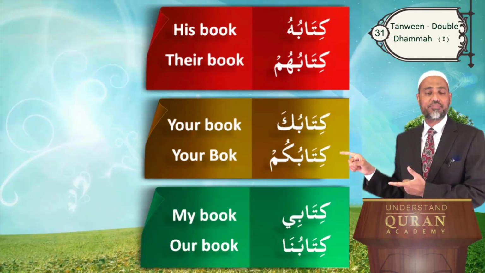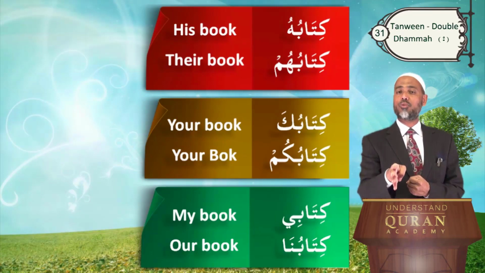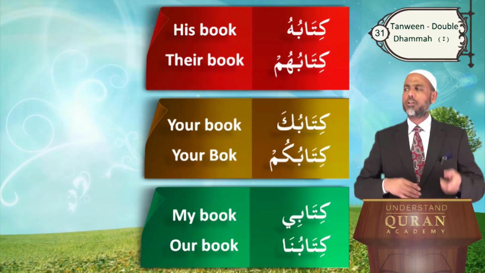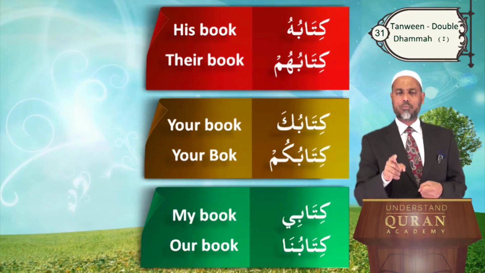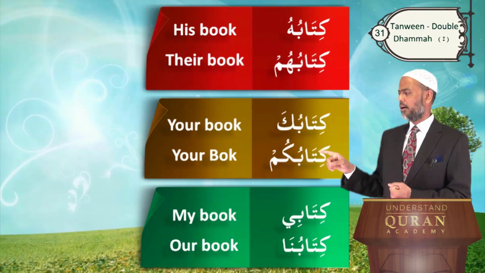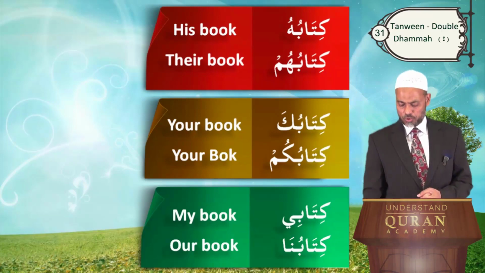Kitabuhu means his book. Kitabuhum, their book. Kitabuka, your book. Kitabukum, your book. Kitabi, my book. Kitabuna, our book. We can repeat it. Kitabuhu, kitabuhum, kitabuka, kitabukum, kitabi, kitabuna. Can you read with me? Kitabuhu, kitabuhum, kitabuka, kitabukum, kitabi, kitabuna.